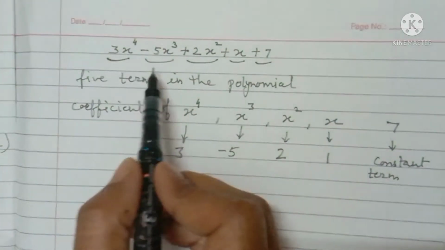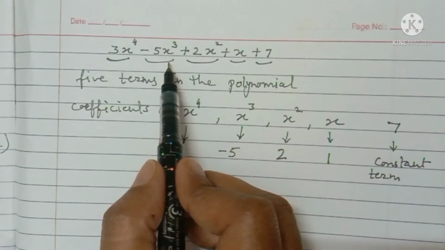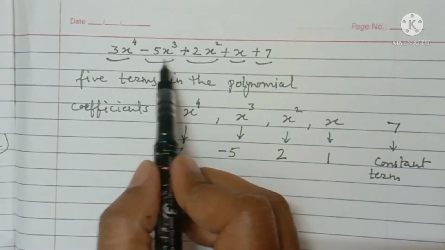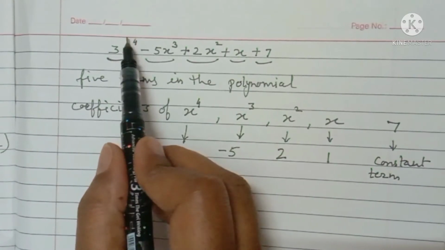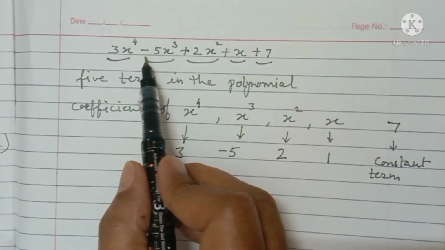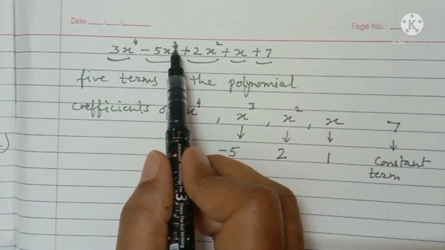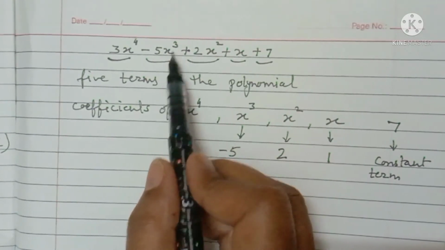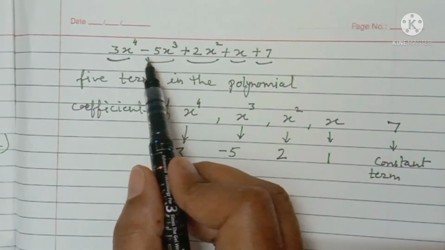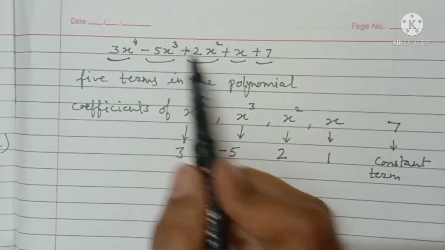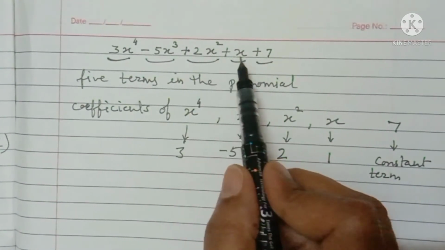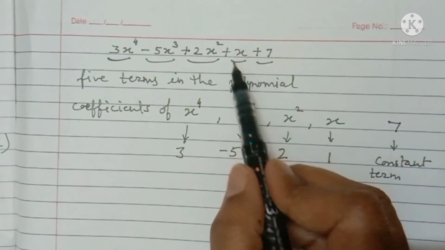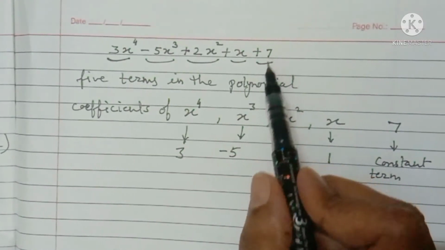Now each term will be taken with sign. Here the first term is 3x to the power of 4. Second term is -5x cube. You can't write it 5x cube. You can take with sign -5x cube. And 2x square is the third term, the fourth term is x, and the fifth term is 7.